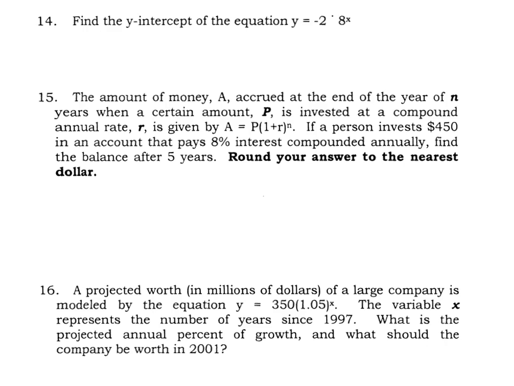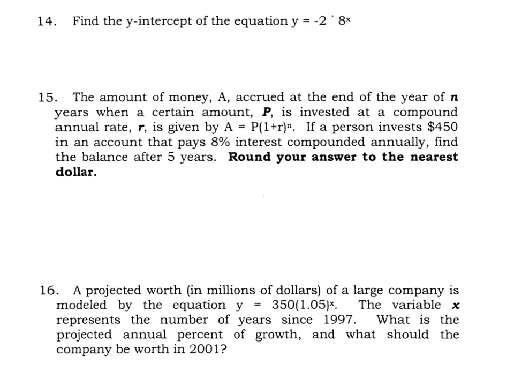Alright, this is part 2 of our going over the final exam review guide, and we're starting on the third page here, question number 14, and the first question asks us to find the y-intercept of the function y equals negative 2 times 8 to the x power.